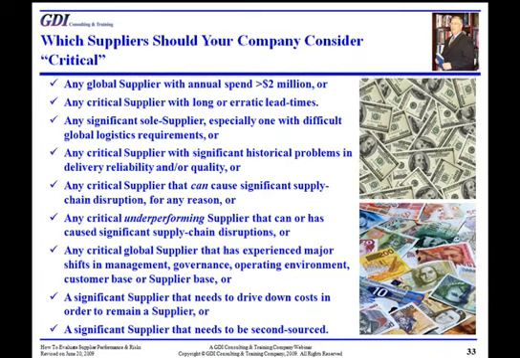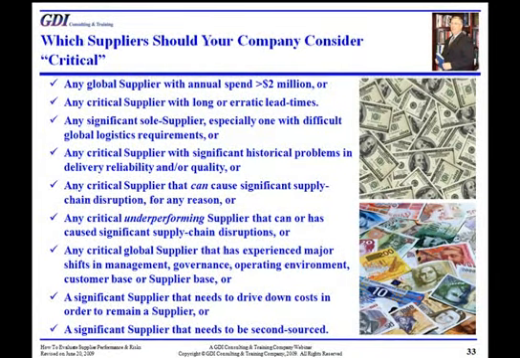Any critical global supplier that has experienced major shifts in management, governance, operating environment, customer base, supplier base, or ownership should be looked at. So if you have a supplier and you're 20% of their business and another company is 60 or 80% of their business and they lose that customer, you need to go and take a look at them because they may not be economically viable anymore for you.